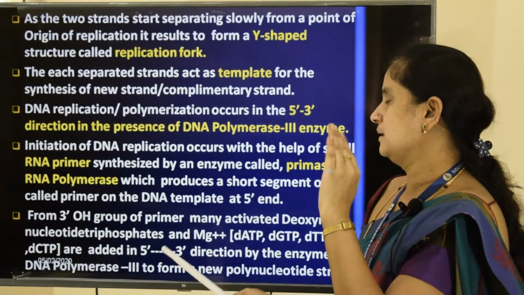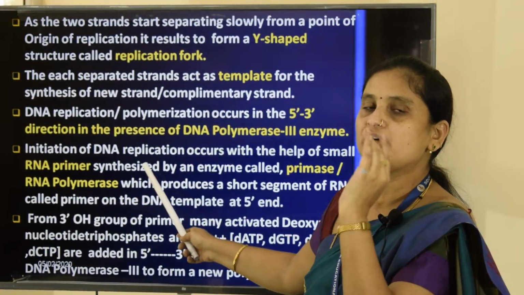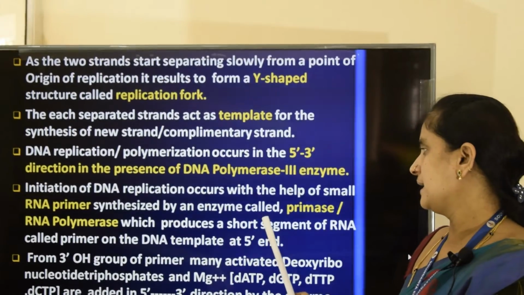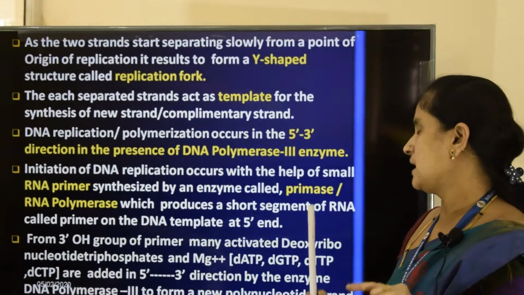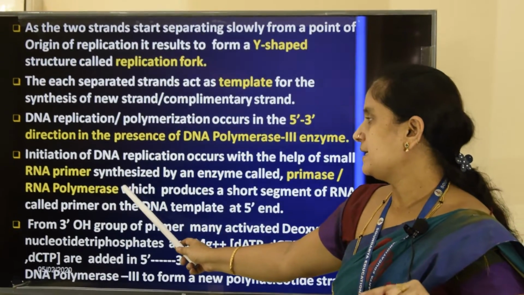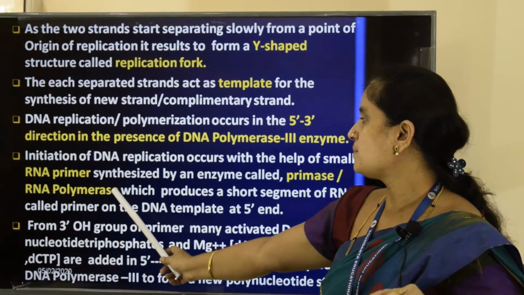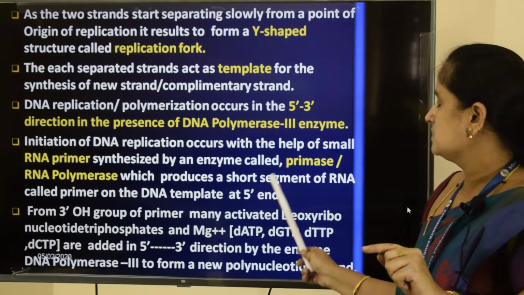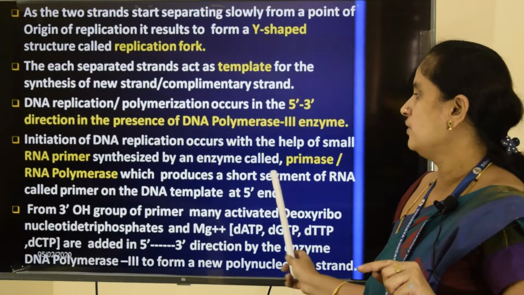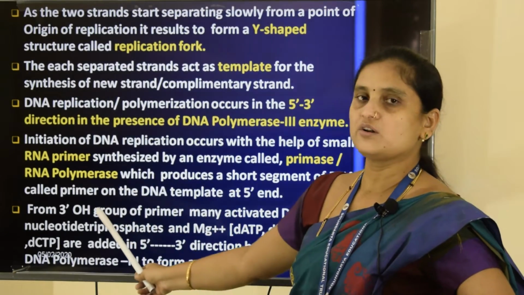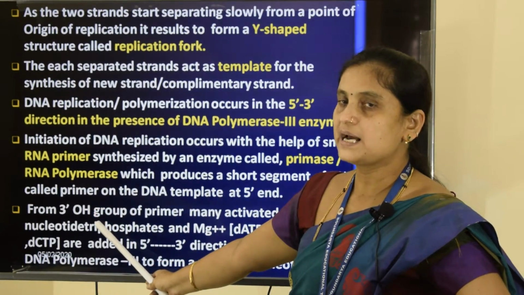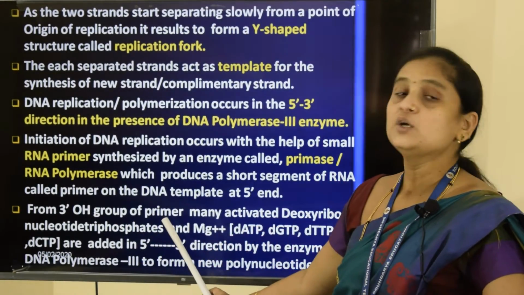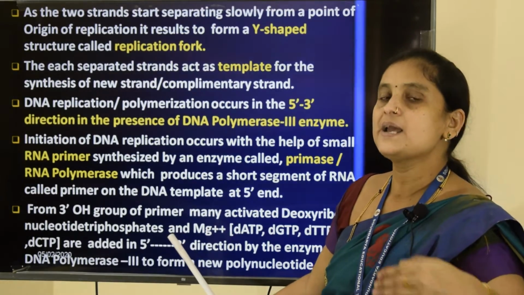So what is a primer? A primer is a short segment of RNA which is added at the 5' end of the template DNA to begin the DNA replication, and that primer is synthesized by the enzyme called primase, or RNA polymerase 1. So this is how DNA replication begins. Once it begins, see what the role of the RNA primer is. As I mentioned already, the primer provides the 3' hydroxyl group for the further DNA polymerization.